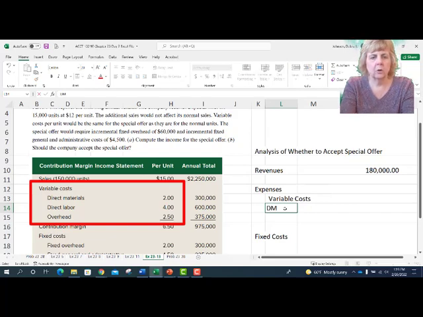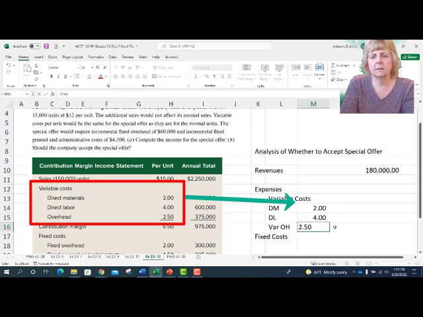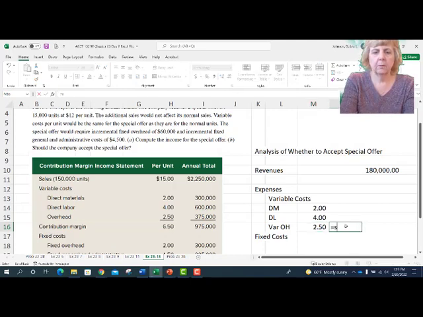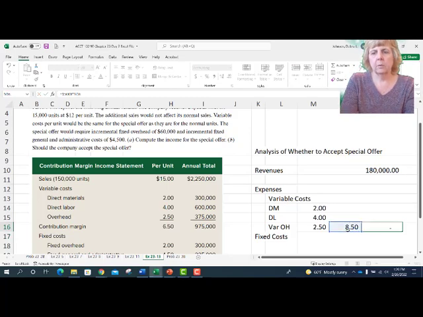I see that I would incur direct materials, direct labor, and variable overhead. And they gave us the per unit amounts, $2, $4, and $2.50. I'll go ahead and add those up because those definitely would be differential costs. And then to get my total variable costs, I would multiply that out by the number of units. I believe that was 15,000. So there would be our variable cost.